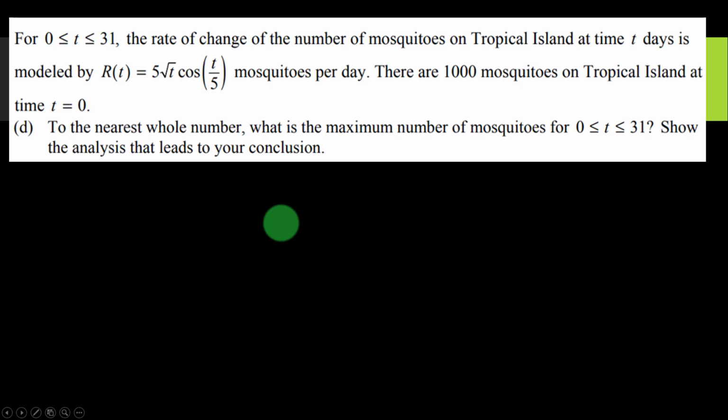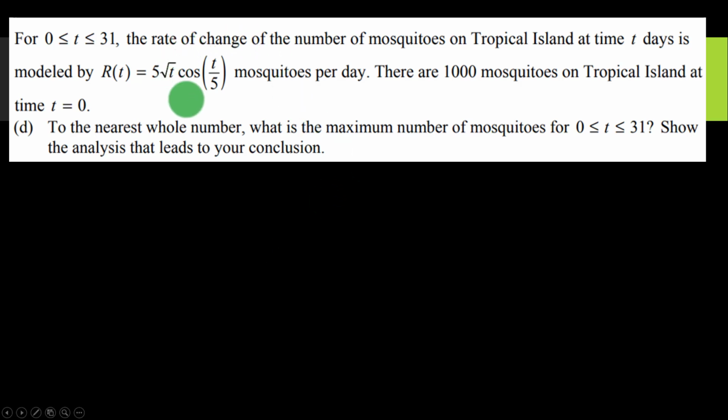All right, last part. To the nearest whole number, what is the maximum number of mosquitoes for 0 to 31? Show the analysis that leads to your conclusion. Okay, remember, in the other problem, we said for any maximum or minimum, we're going to take the rate in minus rate out and set it equal to 0. But we don't have a rate in minus rate out.